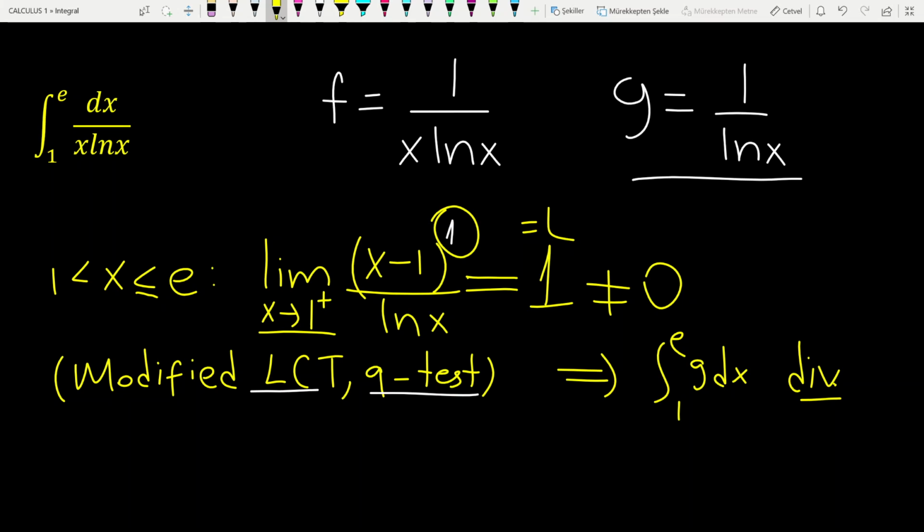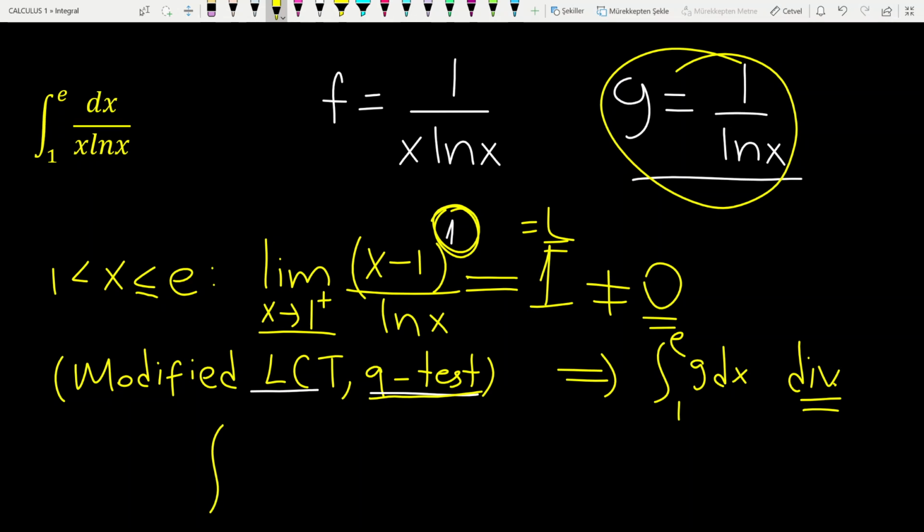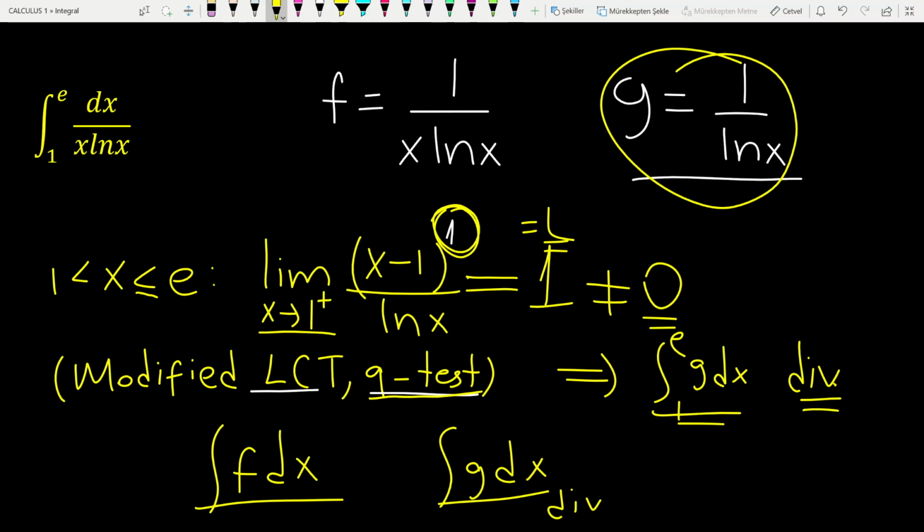It diverges. I applied the Q test again. I took Q as 1 and L is not 0. This is why the improper integral of g diverges. What I told you before, we discussed that the convergence of the improper integrals of f dx and g dx is the same. They both converge or they both diverge by the limit comparison test. Since this improper integral diverges, the given improper integral must diverge by the limit comparison test. This is all.